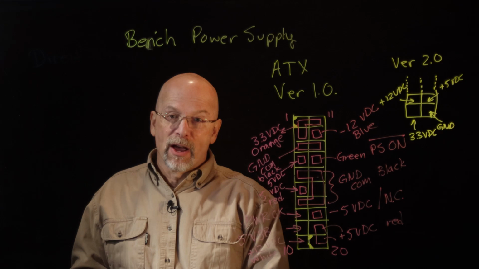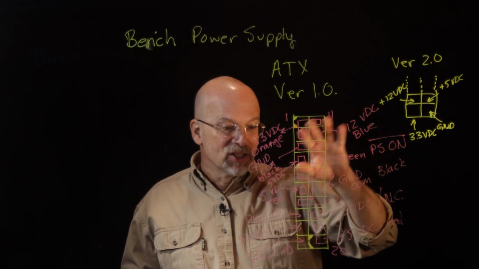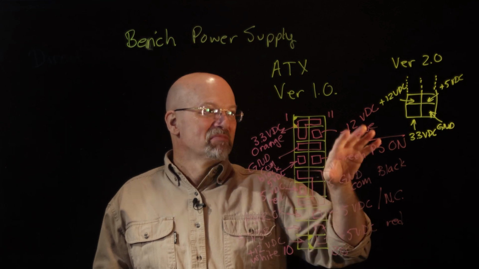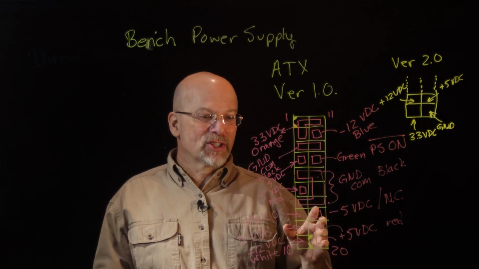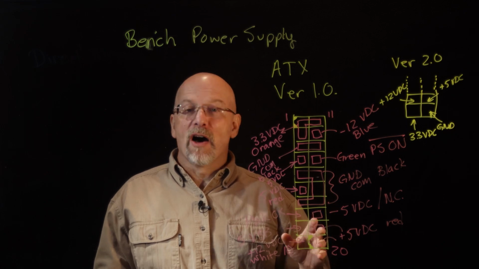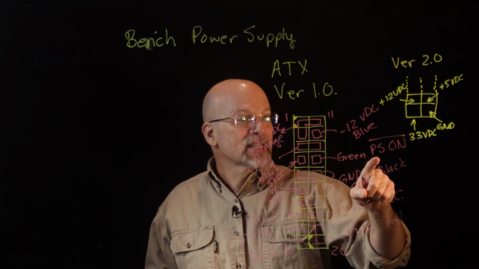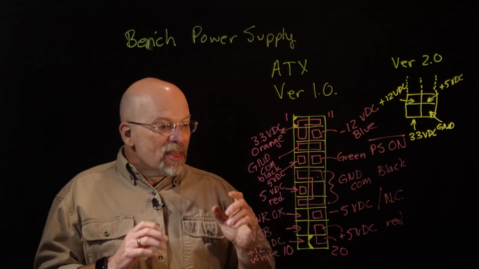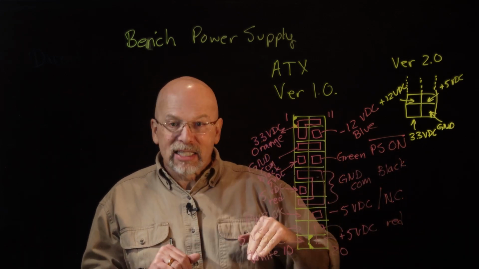All right. So, how do we take advantage of this connector in order to make a benchtop power supply? Well, the first thing we need to do is make an on-off switch. Now, as I said before, this PS on, this is the connection we're going to need to make. This guy is an active low.